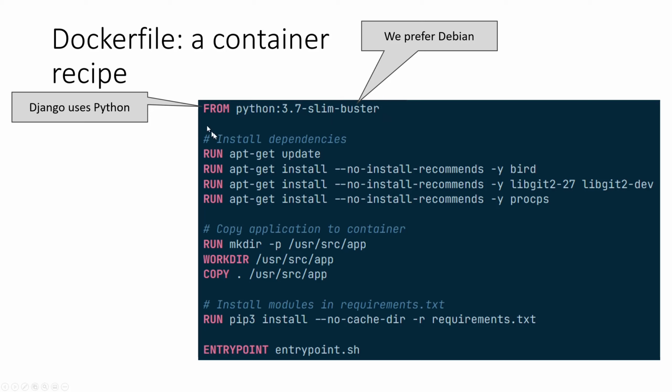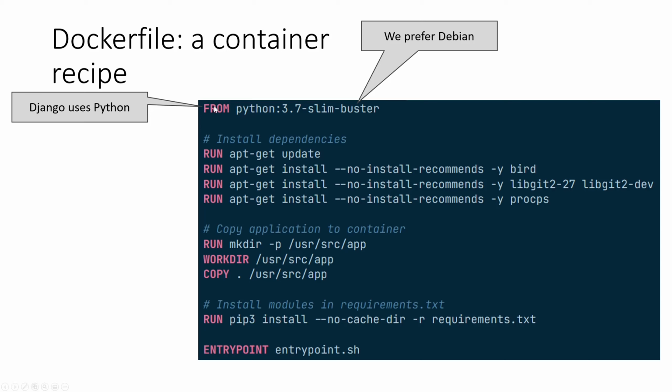Now that we've chosen our baseline image, we're going to modify it so that we can run our application. This is a Django application. We're going to install Bird, which is one dependency, and then libgit to interact with Git, which our website does, and then procps so that we have some minimal tools to operate the container once it's running. So we install these packages, and then we install our application inside the container. All these RUN commands are run while we are building the image. The container isn't running yet. We're just preparing the image.